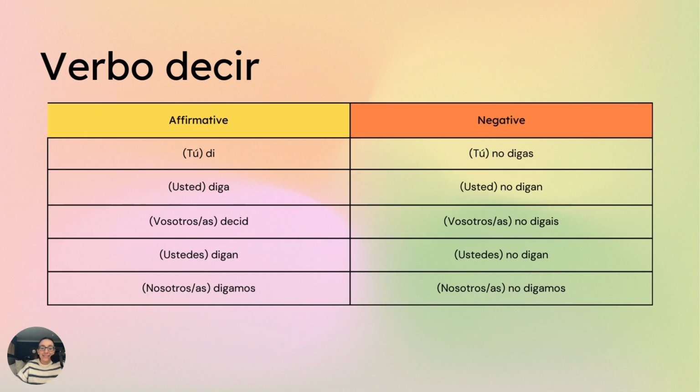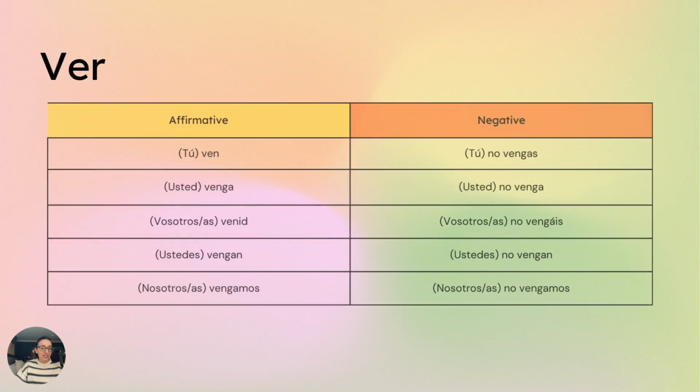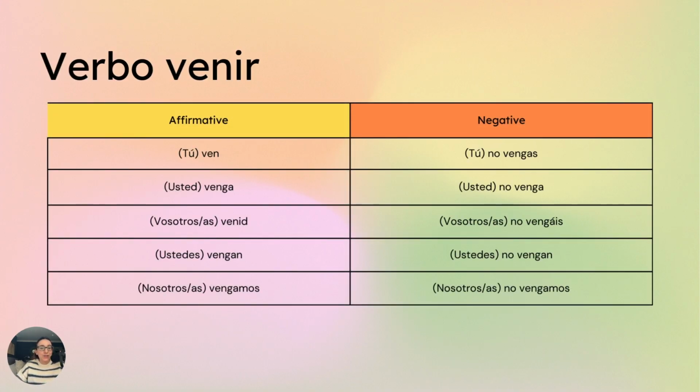Let's have a look at the verb venir, to come. So, ven, come here. Ven aquí, come here. No vengas, don't come here. You come here. Venga, no venga. Venid, no vengáis. Vengan, no vengan. Vengamos, no vengamos.